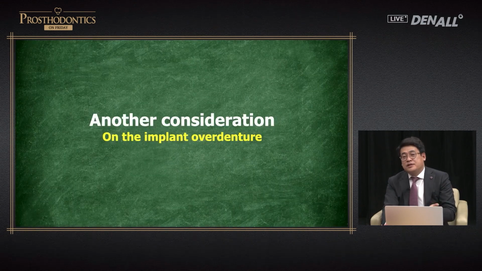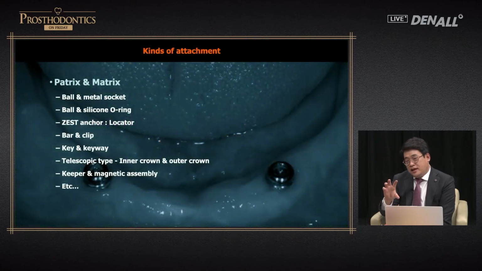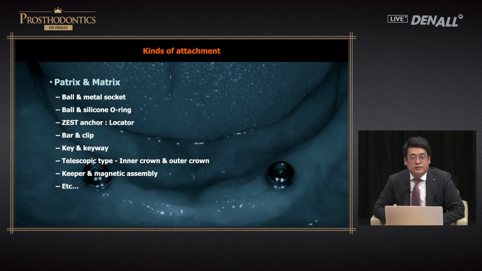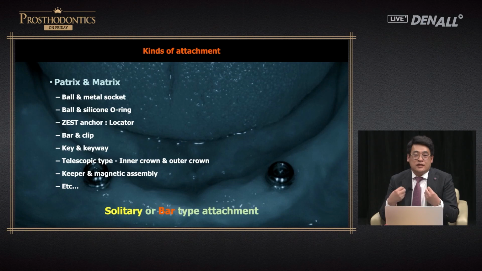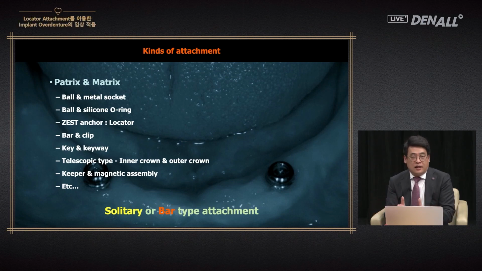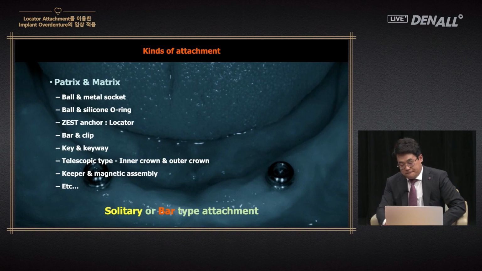When we do overdenture, we need to consider the types of attachment. There are so many attachments available in the market, and some are not even on the list. When we classify them, it can be divided as single type, in other words, the solitary type, or the bar type attachment, where implants are connected. It can be divided into 2, like this.